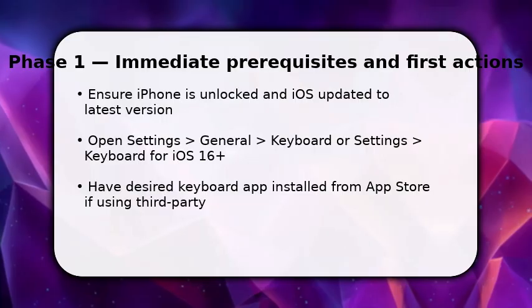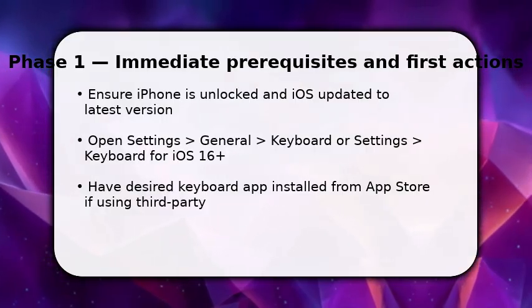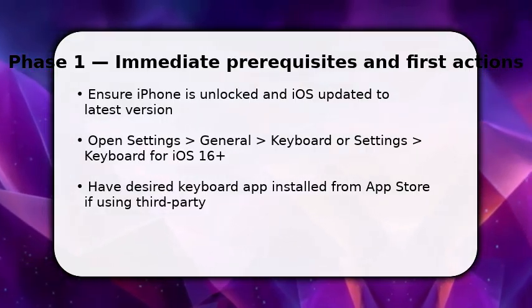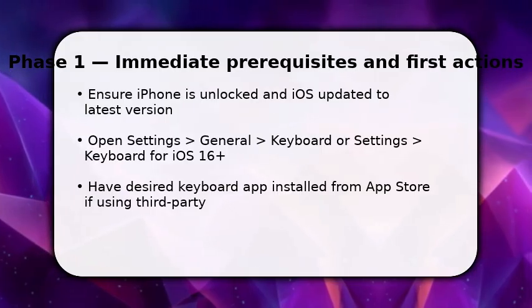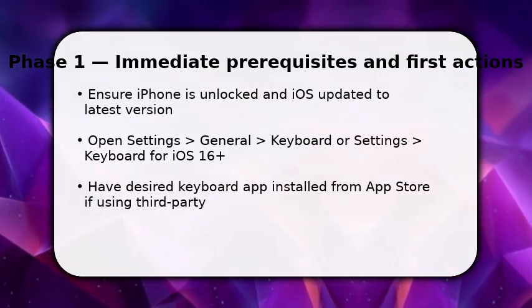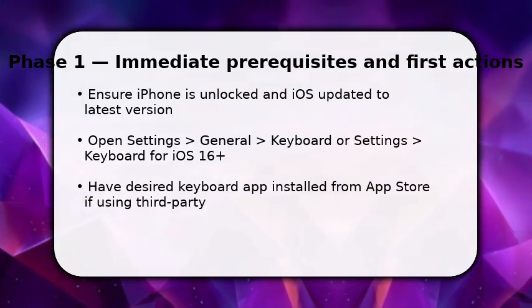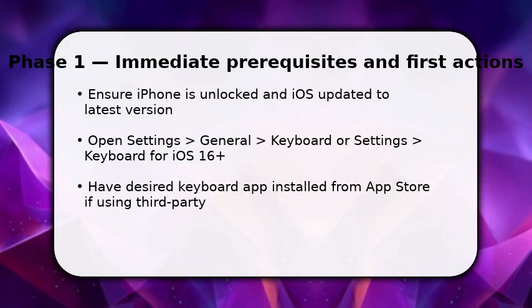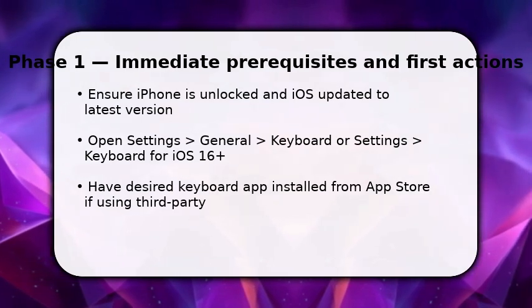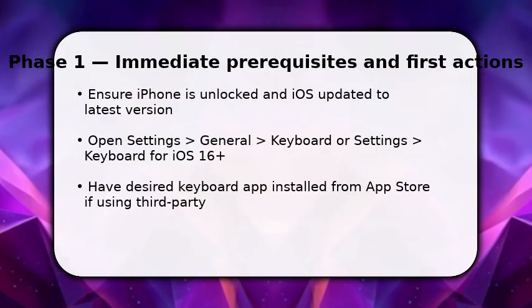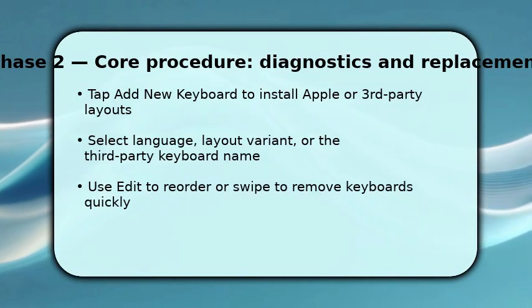If you plan to use a third-party keyboard, make sure the app is installed and briefly opened so the permissions prompt appears. Now, tap Keyboards to view active layouts. You're taking control early, so the next steps modify layouts instead of chasing missing apps or hidden toggles. You'll add or customize keyboards here.